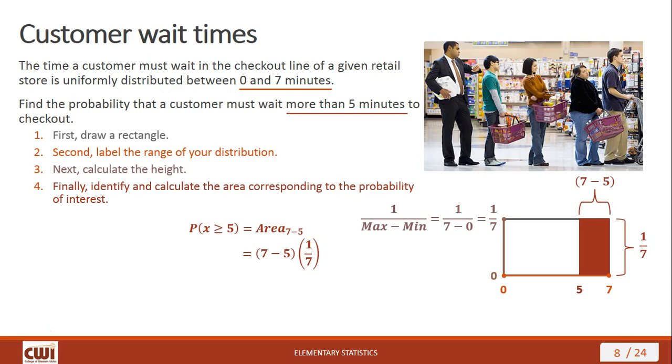So the area is simply length times width. We've got the length, so to speak, from the height of the rectangle, if you will. That's going to be the 1/7. And then 7 minus 5 gives us the width. So when we multiply all that together, we get 2/7, which is 0.286, or 28.6%. This is the probability that a customer is going to wait in line more than 5 minutes to check out.